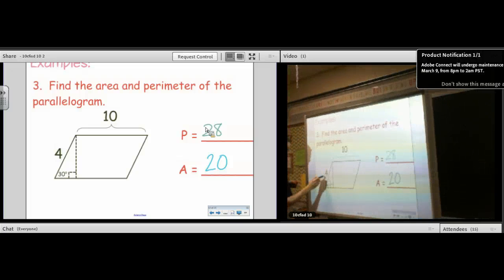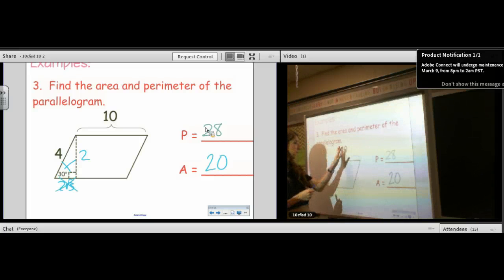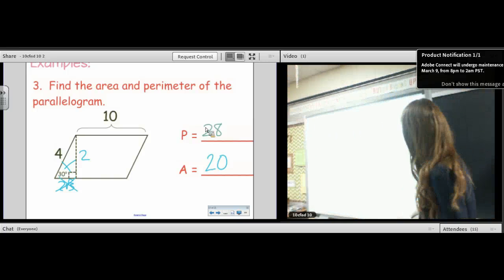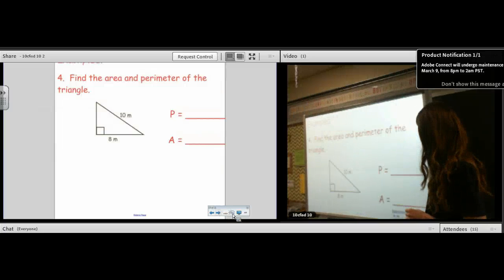Since 4 is across from 90, we know across from 30, it's half of our hypotenuse. You just take it and you cut it in half. This is 2 root 3, but that has nothing to do with the problem, so we don't use that. Area is base times height. 10 times 2 is 20. That's all there was to it. Next one.